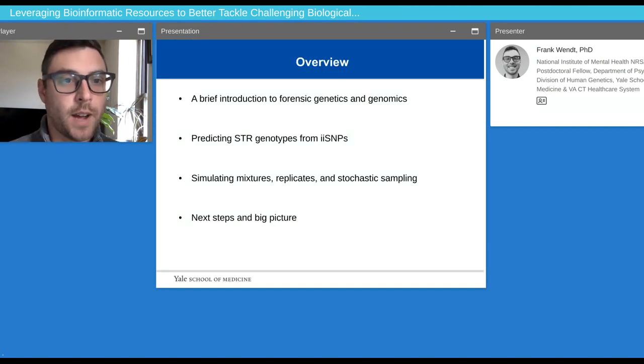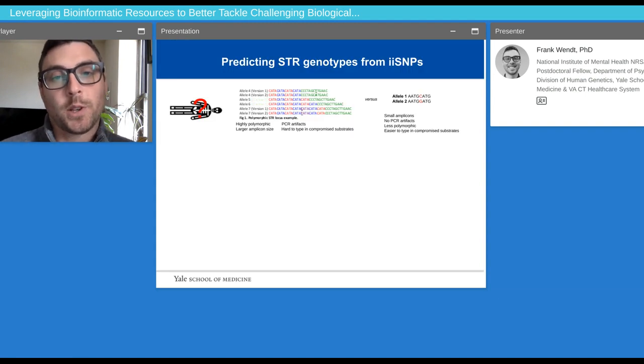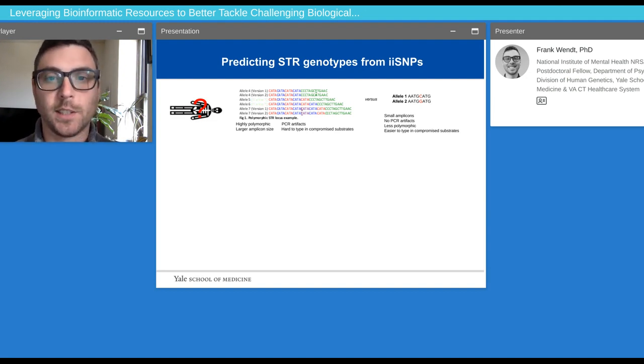So now moving into some of the actual studies that we're doing in the context of mixtures and some of these more complex DNA profiles. First I want to introduce the rationale behind why we have started predicting STR genotypes from identity informative SNPs. I've presented both of these types of loci on the last couple of slides. We know that STRs are highly polymorphic. We know that they have larger amplicon sizes, but they do tend to suffer from PCR artifacts.